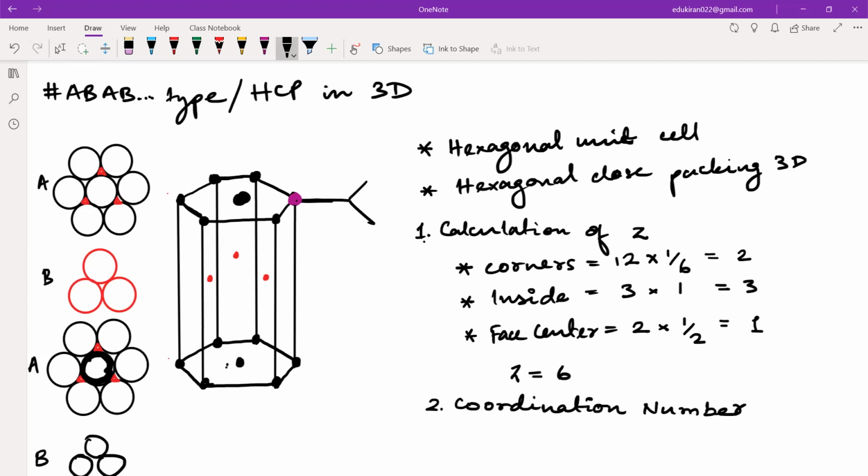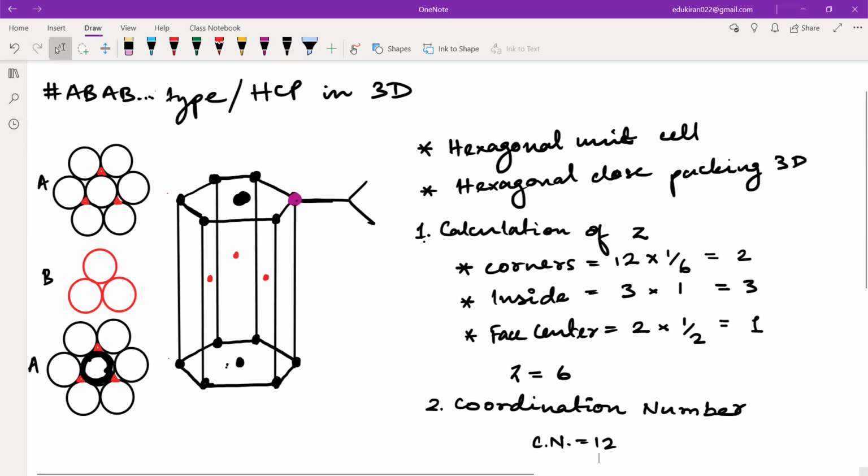And these 3 red atoms will also be touching the highlighted black atom, correct? So how many is that? 12. We have very good coordination number. It is equal to 12. So here we have 6 in the same layer, 3 from above and 3 from below.